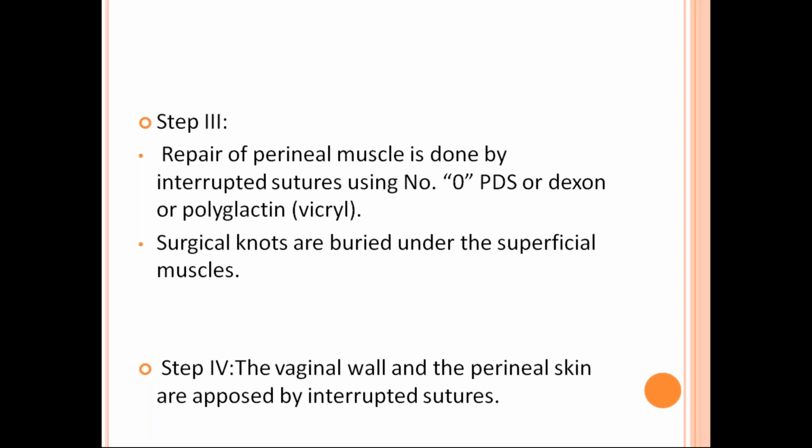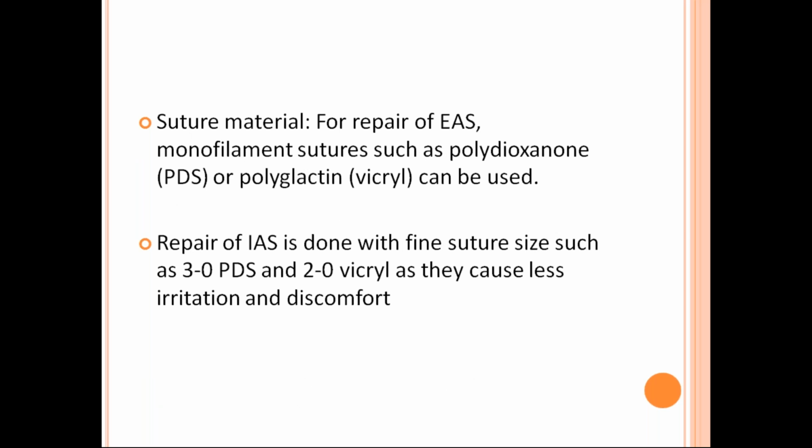Then once the perineal muscle is stitched, the vaginal wall is closed, starting from above downward, like an episiotomy repair. All this is interrupted suture. If it is a very short tear, you can give continuous, but ideally as per the book, you give interrupted suture. The suture material again is 2-0.